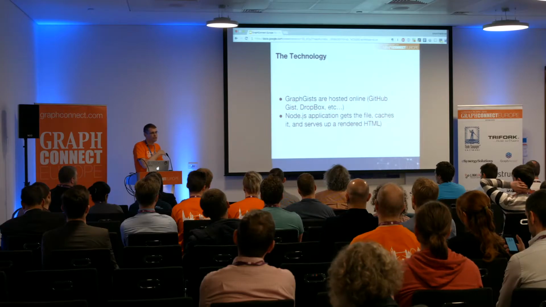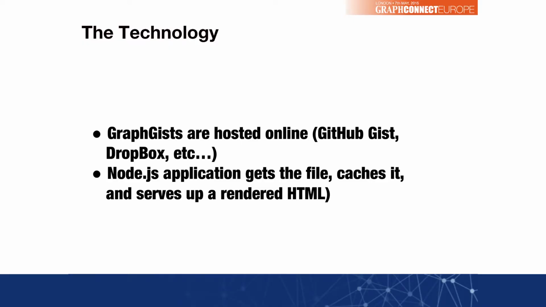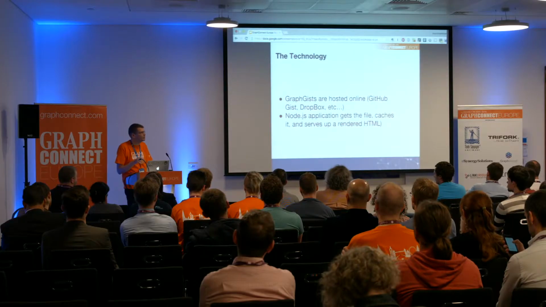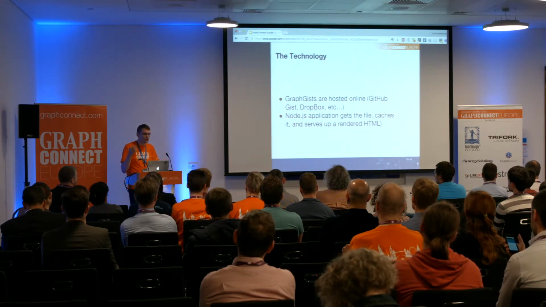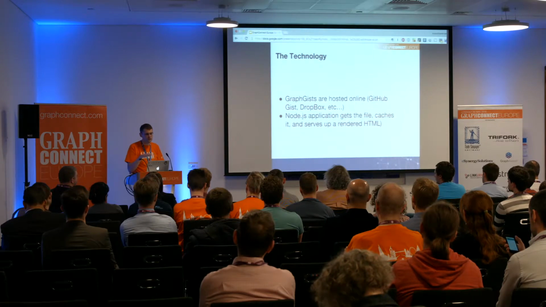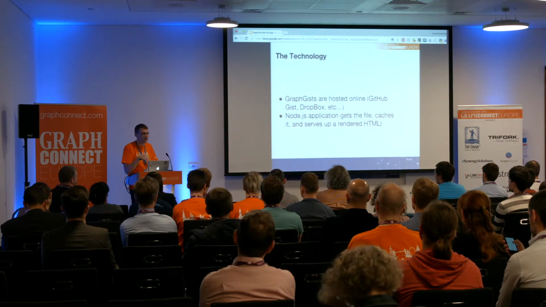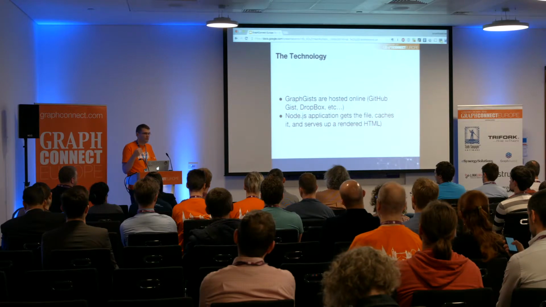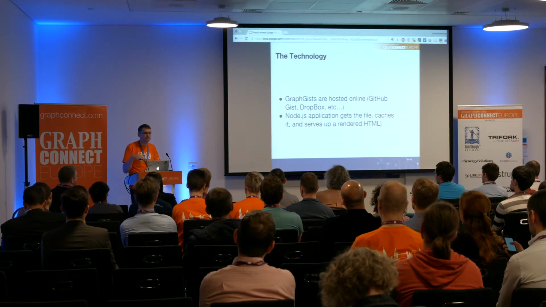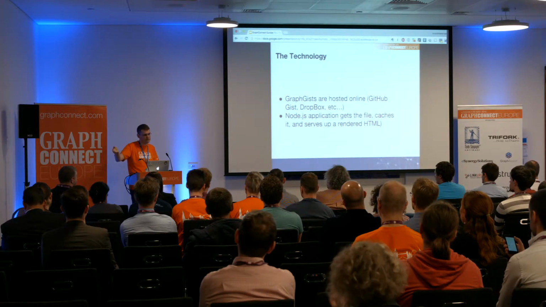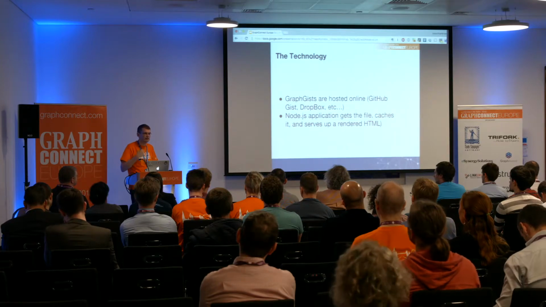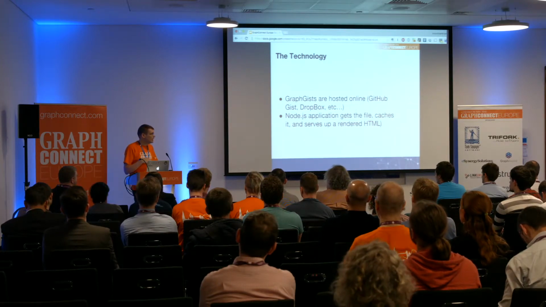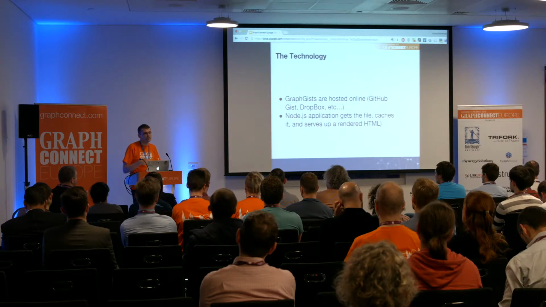So again, you can host a GraphGist anywhere. It's just a text file hosted on GitHub Gist. You can host it from a GitHub repository, host it on Dropbox, whatever, as long as it has a URL, it's public. And then there is a Node.js application, which is just a server application for those that aren't familiar, written in JavaScript, that whenever someone wants to look at your gist, it goes to that source, gets the file from GitHub Gist, for example, and caches that result, and then turns it into HTML that can be displayed on the web page.